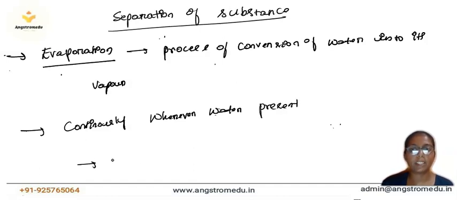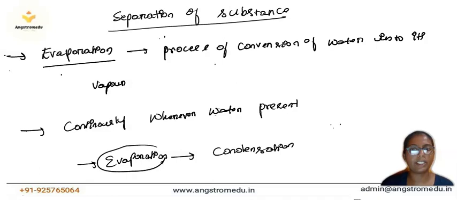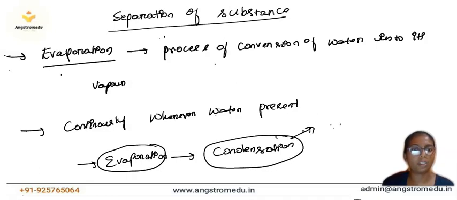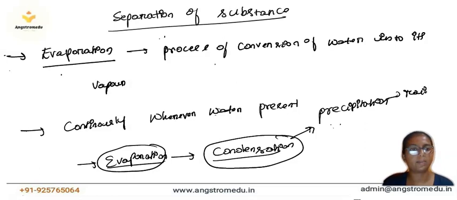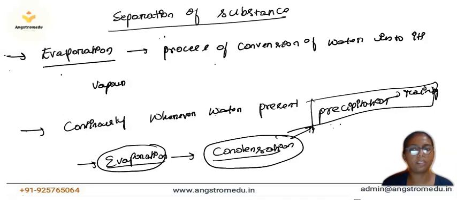First, the evaporation takes place, and next the condensation takes place. So evaporation leads to the condensation, and that is in our nature, that after evaporation condensation takes place and then it leads to the precipitation. So precipitation means raining. So this is in nature. So this is the additional information.